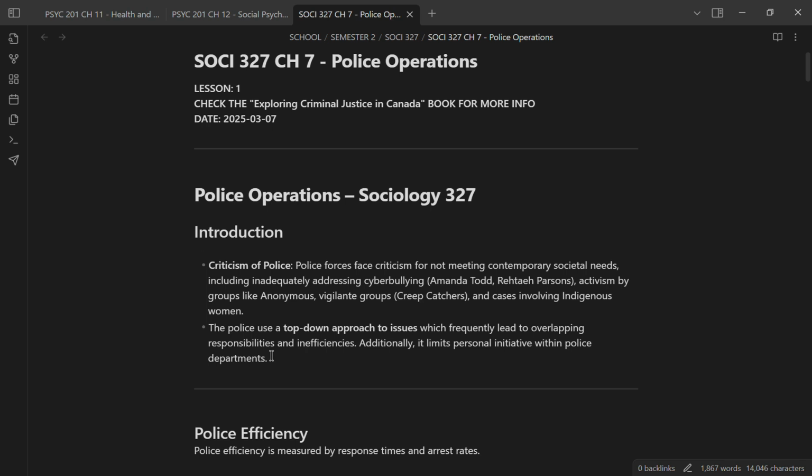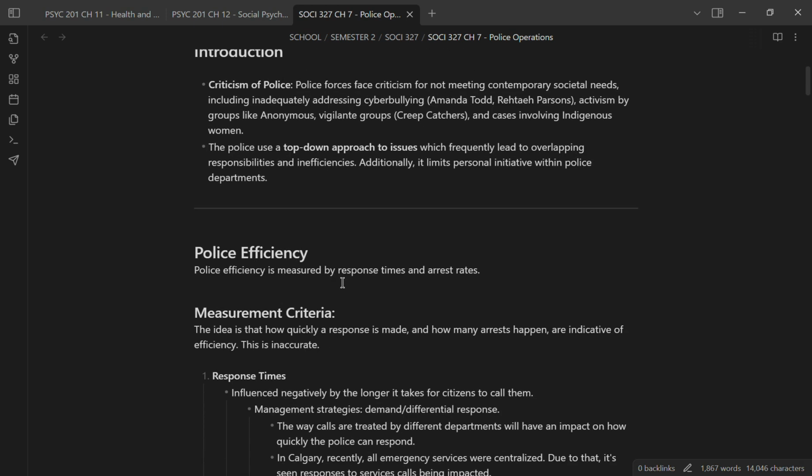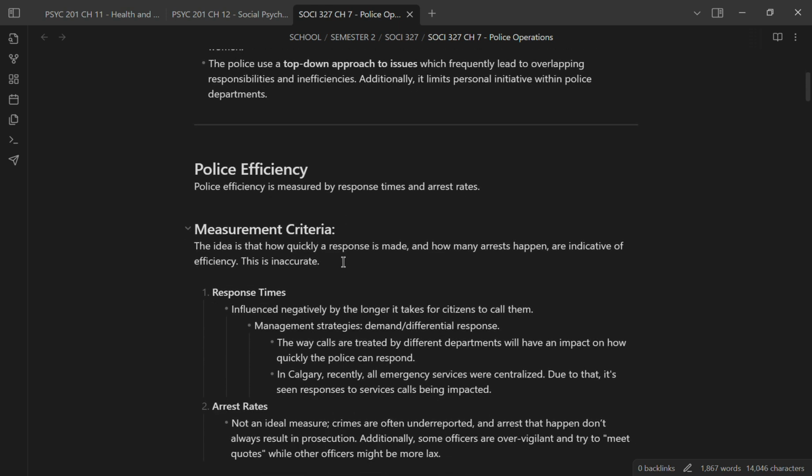Unfortunately, the top-down approach to policing typically leads to overlapping responsibilities and inefficiencies, and it also limits discretion, which is not great. Police are also criticized for not meeting social needs and inadequately addressing things like cyberbullying, and as a result, activism from vigilante groups tends to start. But police do what they can, and that's an important thing to keep in mind. They are our defense against crime.